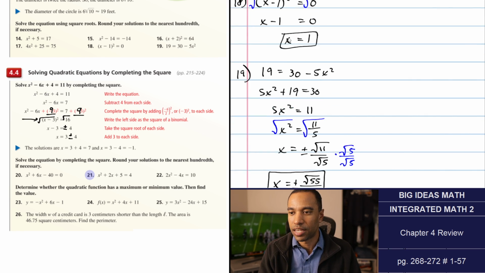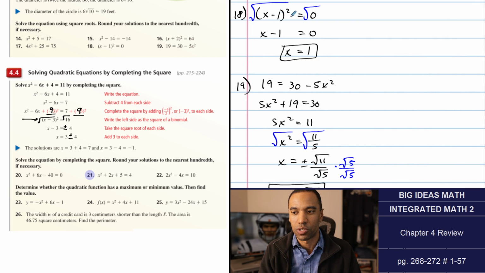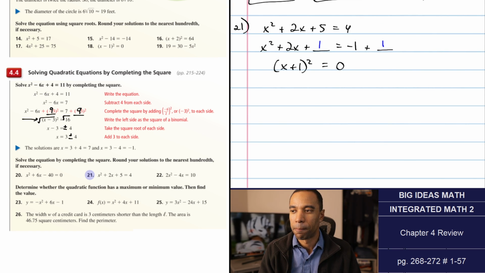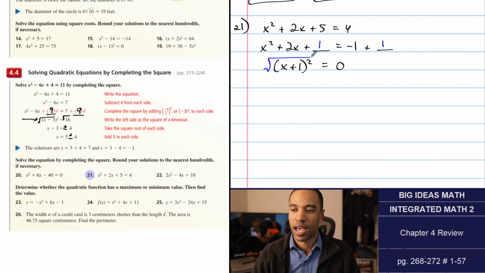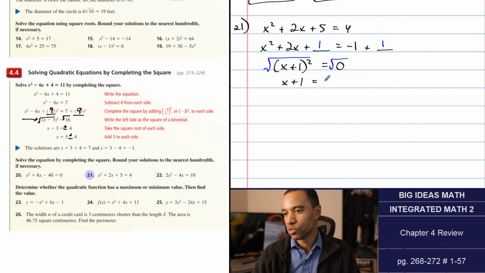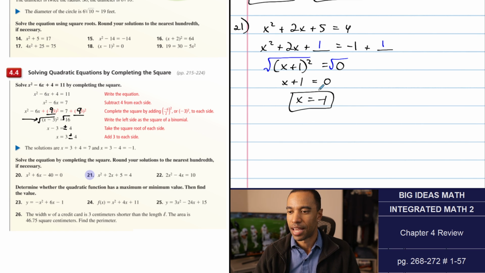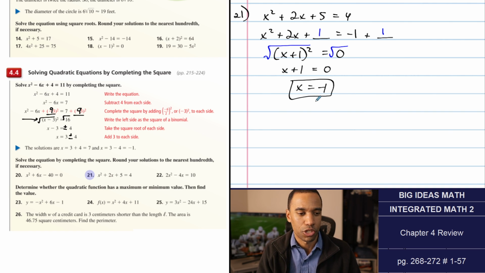Hey, this looks like that was x minus 1, but this looks just like this problem. We're almost done. Take the square root of both sides. You get x plus 1 equals 0, square root of 0. Subtract 1 from both sides, and that's it. That's all. You can double check it. It shall work.